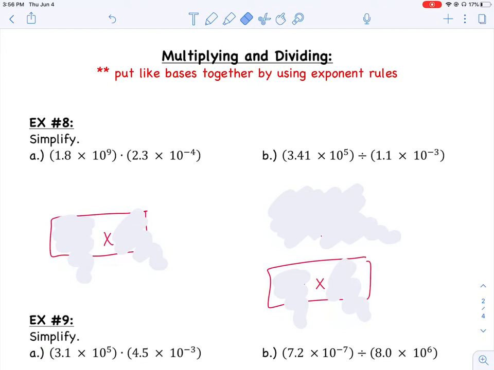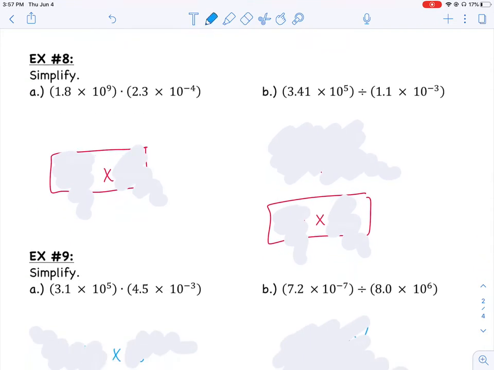We can do that more easily in scientific notation by taking the like terms and multiplying or dividing them, and then taking the like bases and combining them together, using our exponent rules. Let me show you what I mean. In example number 8, if I ask you to take 1.8 times 10 to the 9th power, a really big number, and multiply it by 2.3 times 10 to the negative 4 power, a really small number, how can we do that without actually using those really big and really small numbers?